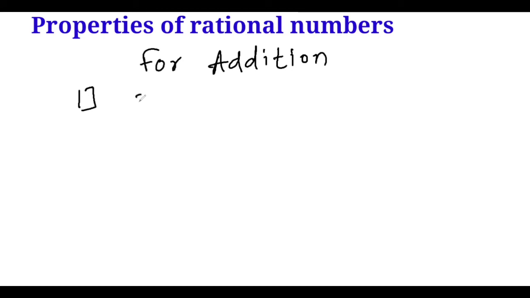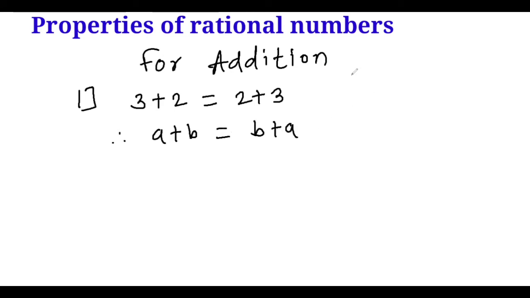Very simple. 3 and 2, and we are going to add them: 3 plus 2 is 5, or 2 plus 3 is also 5. Means what? क्रम तुम्ही कसाही बेरजत घेतला तरी व्हॅल्यू डझंट चेंज. That means what? A plus B is equal to B plus A.